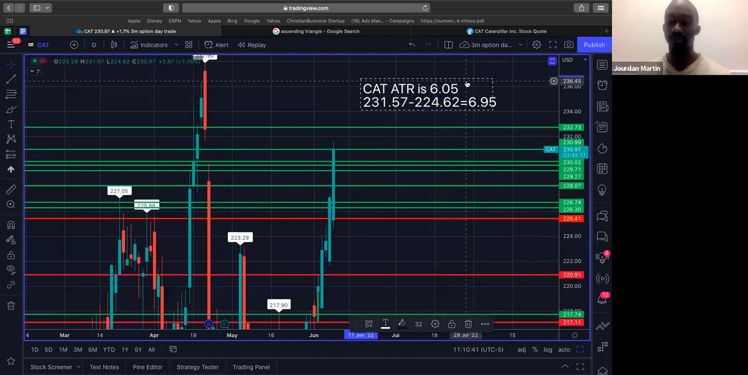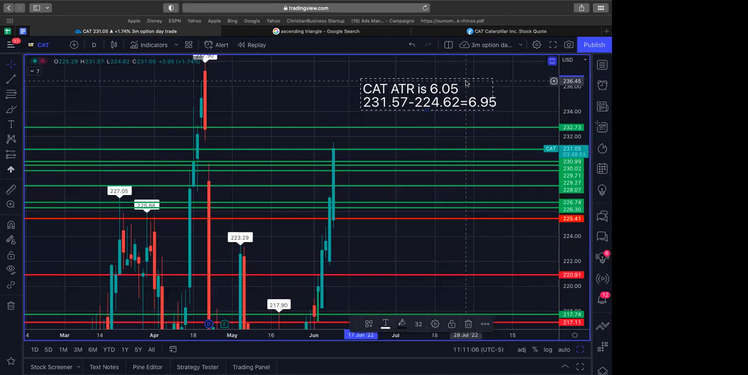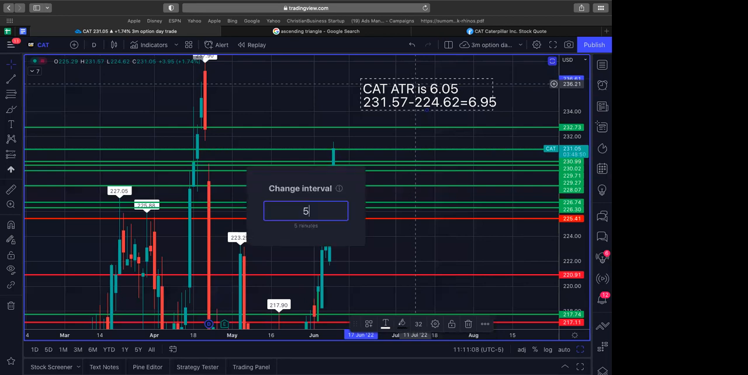Today's range is $6.95. So just based off of that, if we're going off a mathematical average of the past 2 weeks, then we would assume that it's less likely for CAT to continue to push up, and it's more likely that it stays in the range that it's made today, because it's already made a range today that's greater than its average range. Not to say it can't keep going up.